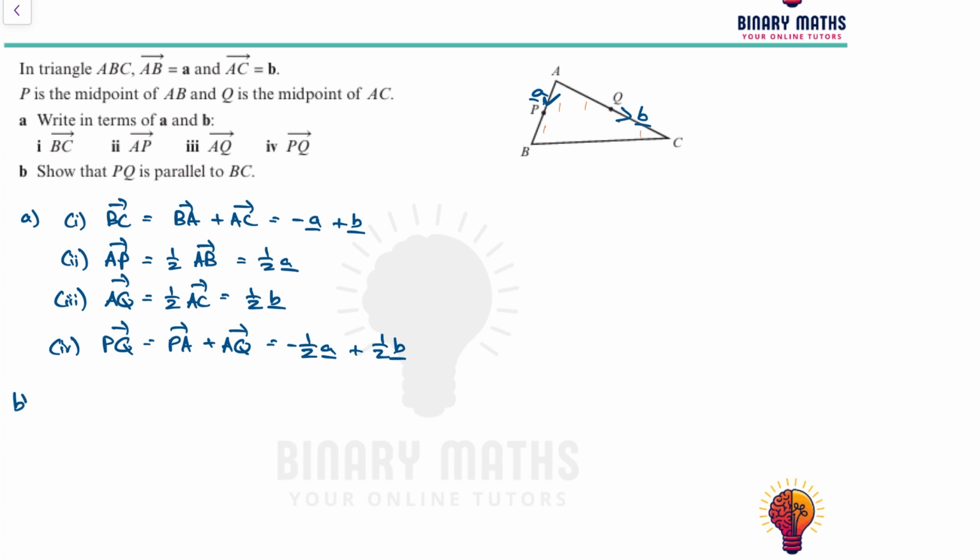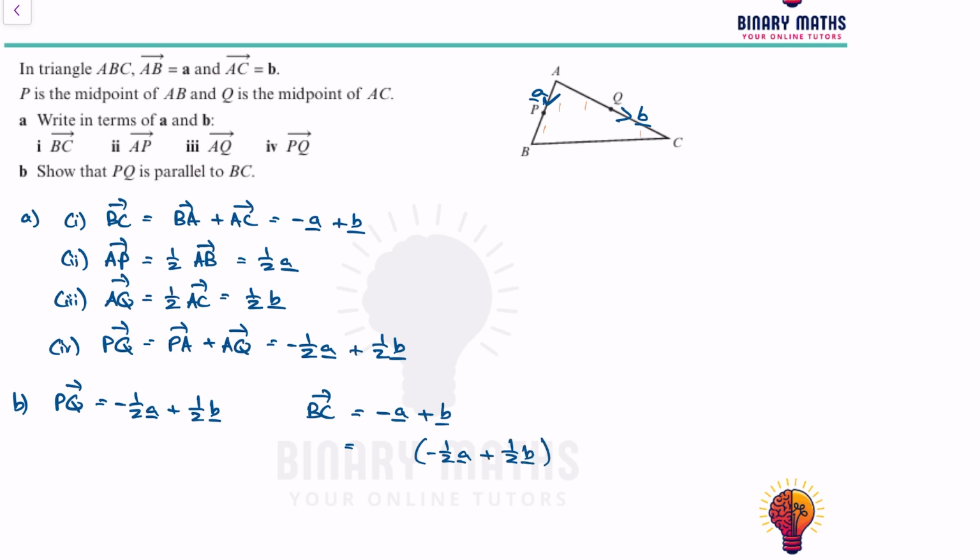Okay, B. Show that PQ is parallel to BC. So P to Q, we've just worked out, is minus a half A plus a half B. And B to C, we worked out in part 1, is minus A plus B. Now we need to write B to C in terms of P to Q, which is minus a half A plus a half B.